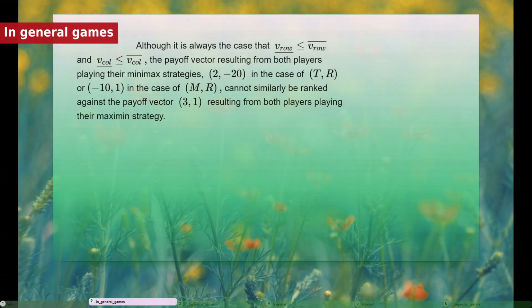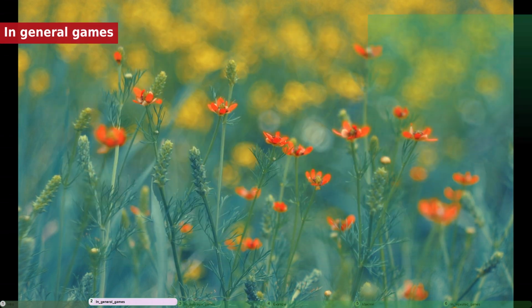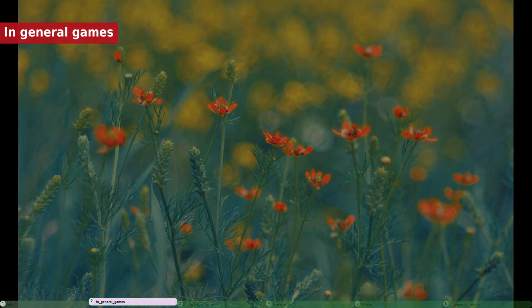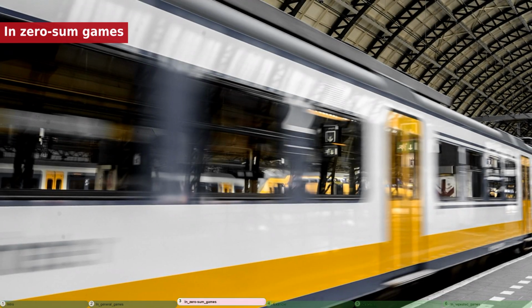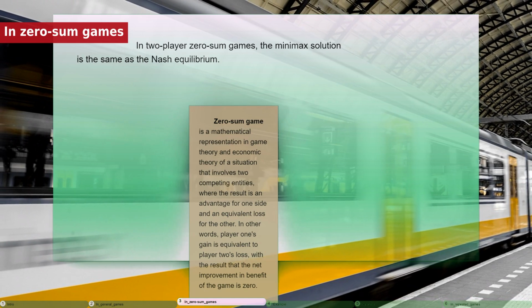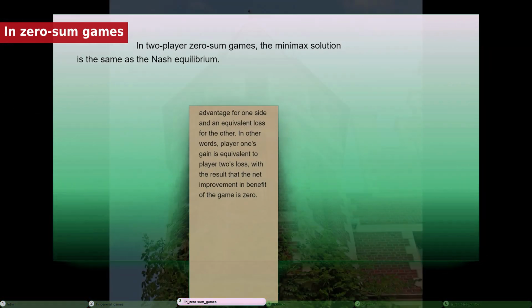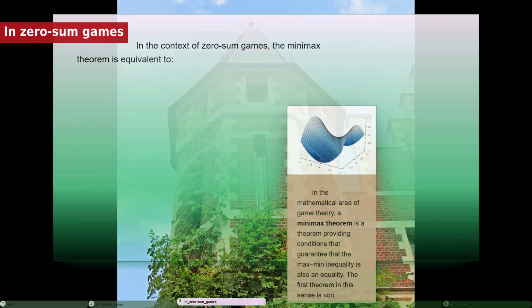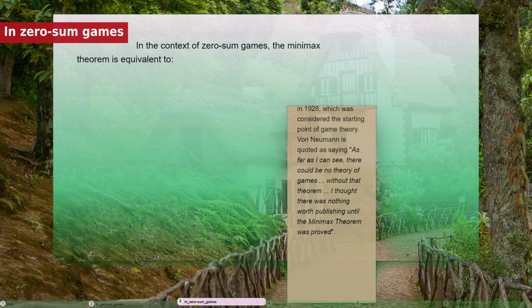Wow, that's mind-blowing. But what about the actual payoff in these games? In zero-sum games, the Minimax solution aligns with the Nash equilibrium. Nash equilibrium? Isn't that when players settle into a strategy? Yes, the Minimax theorem states that each player can secure certain payoffs regardless of the other player's decisions. Is it always that simple?